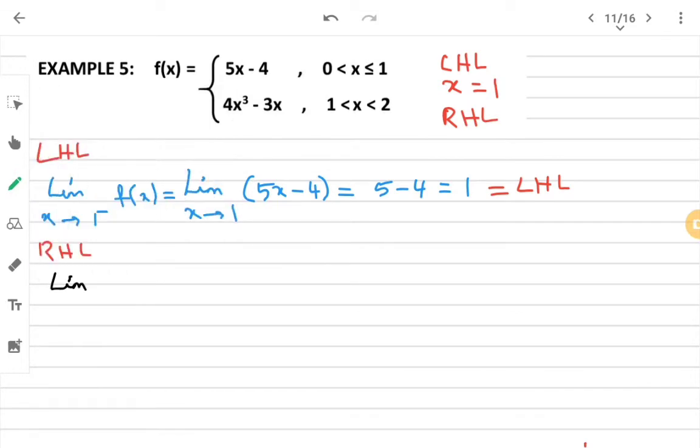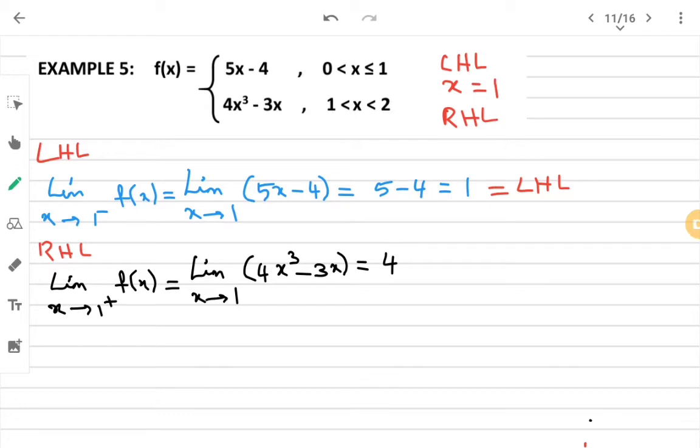Limit x tends to 1 plus f of x. What is the function at the right hand limit? 4x cube minus 3x. So limit x tends to 1, the equation is 4x cube minus 3x. And now I am going to replace x equal to 1. So 4 of 1 cube is 4, minus 3 of 1 is 3. So 4 minus 3 is 1. And this is the right hand limit.